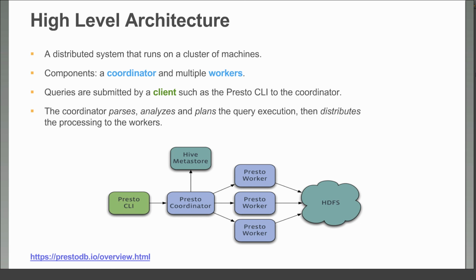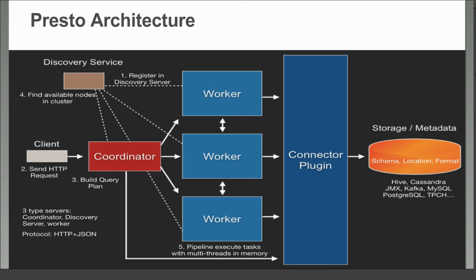Very quickly, the high-level architecture of Presto: it's a distributed system that runs on a cluster of machines. The cluster is comprised of a coordinator that talks with multiple workers and dispatches work to the workers. Queries are submitted from a client; we're going to use one of them, the Presto CLI, which will run on the cluster itself. That talks to the coordinator and submits SQL queries. The coordinator parses, analyzes, optimizes, and plans the query, distributing it to the set of workers. In this diagram, it shows interaction with HDFS, but you'll actually see it working with S3.